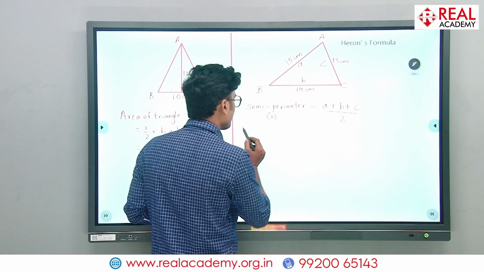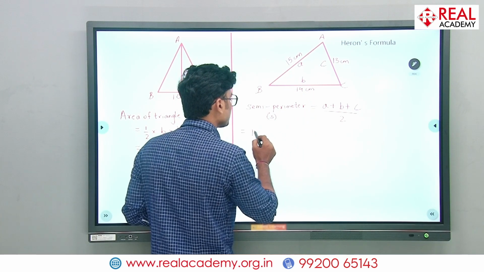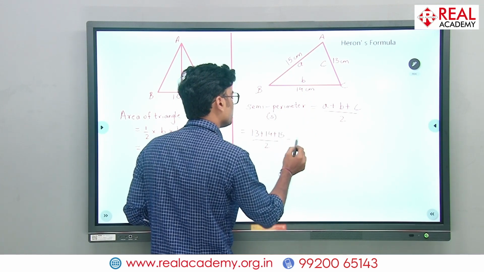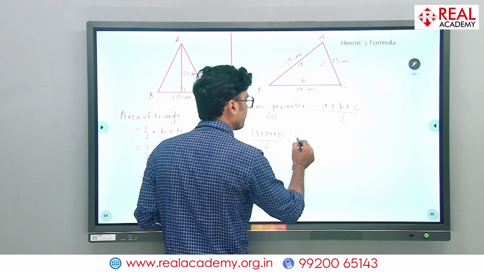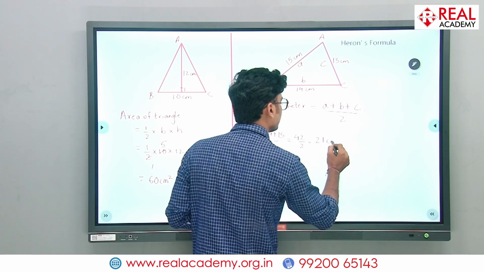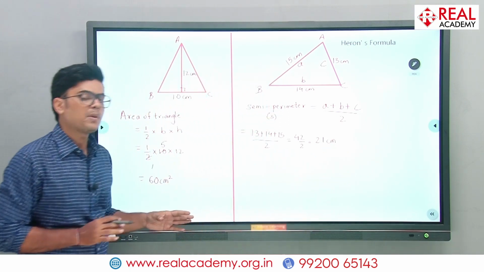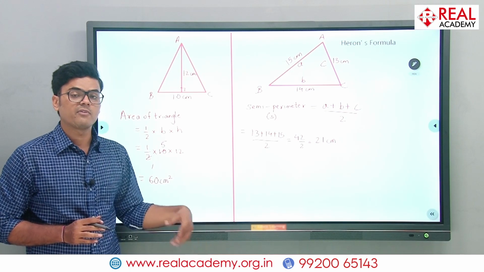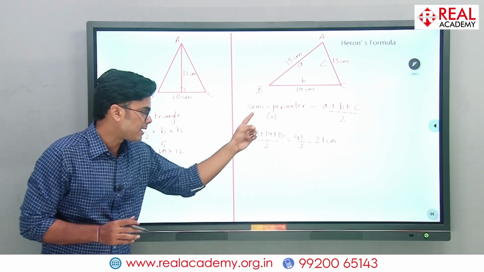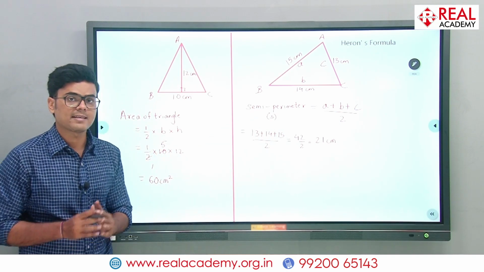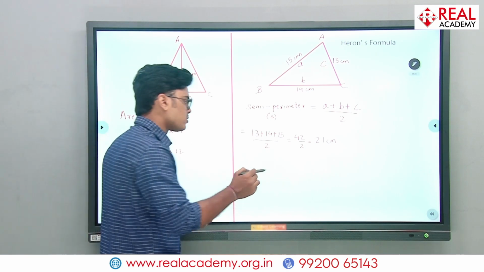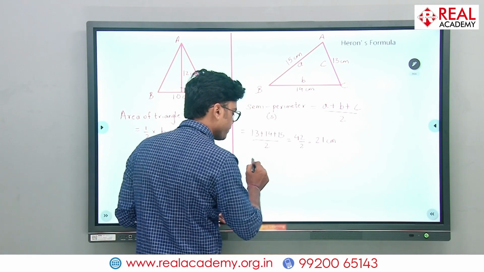So what is the semi-perimeter here? 13 plus 14 plus 15 divided by 2, which will be equal to 42 divided by 2, that is 21 centimeter. Semi-perimeter is the first step if we want to find the area of this triangle by Heron's formula. We got it as 21 centimeter. Now to the actual formula. So Heron's formula is this.